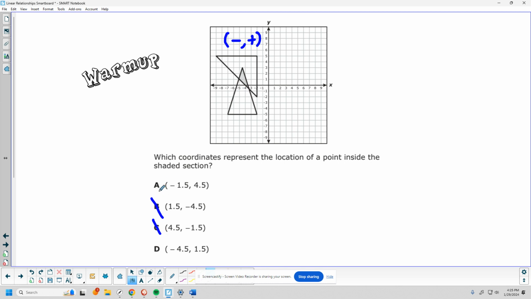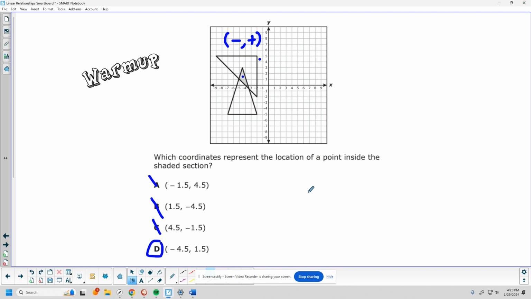So let's see, A says -1.5. That would not be far enough. -1.5 would be right there. And then it says go up 4.5. That's right there. That's not the shaded part. D would make sense because you would go over -4.5 steps and then up 1.5 steps. That would be right there.